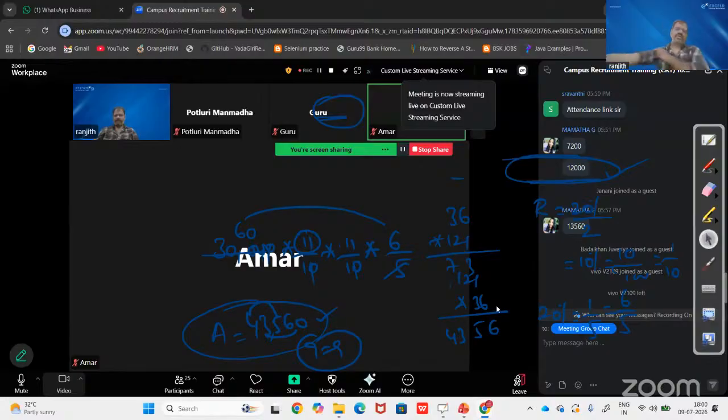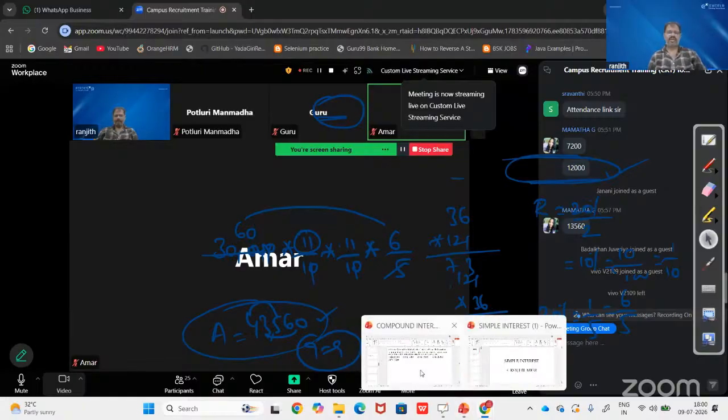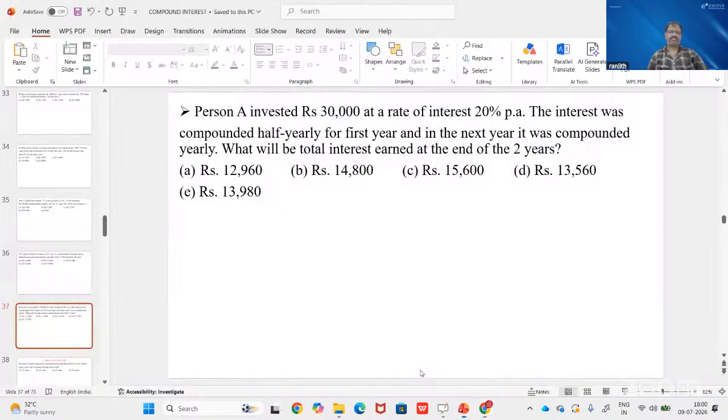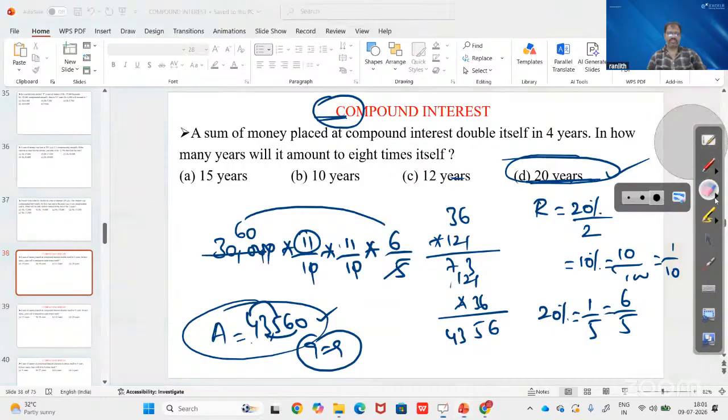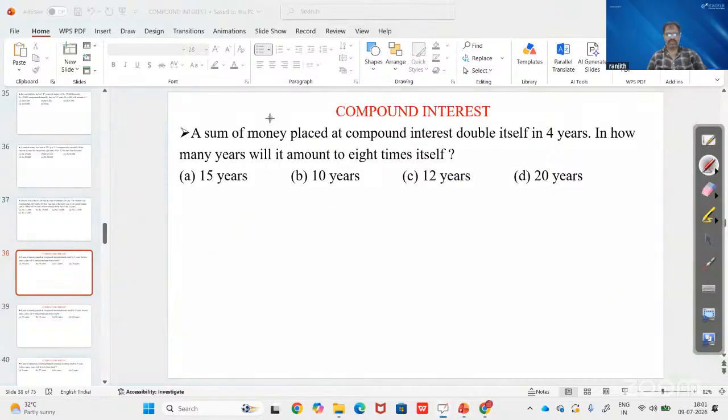A sum of money placed at compound interest doubles itself in 4 years. How many years will it amount to 8 times itself? A sum of money is nothing but principal, so we'll go with the basic formula here. What is the amount formula? A equal to P into (1 plus R by 100) whole to the power of T.